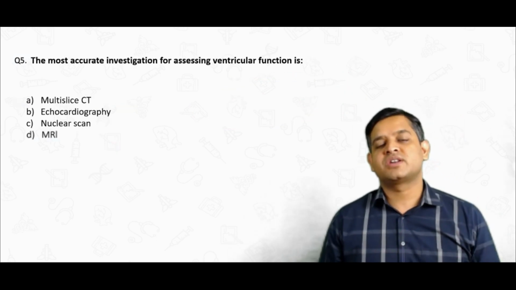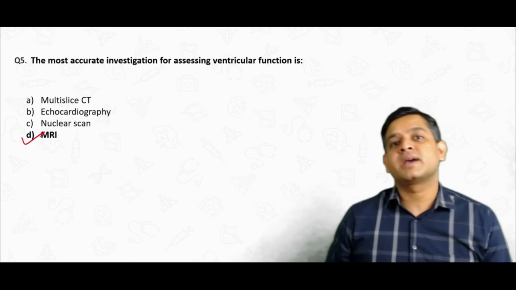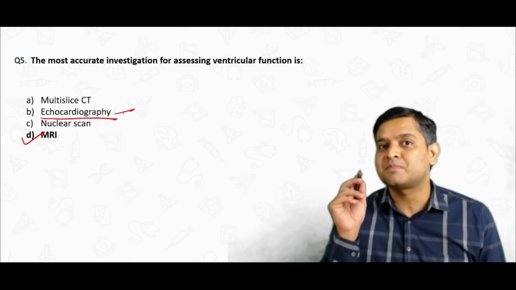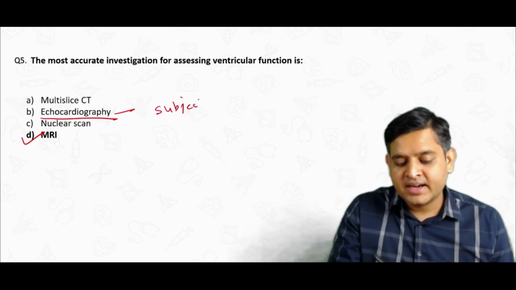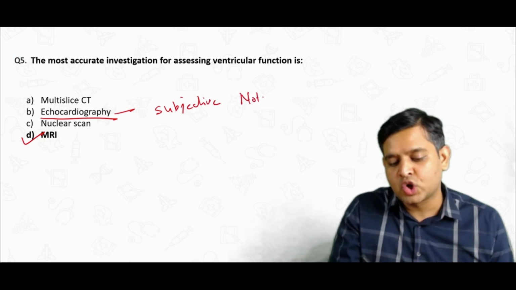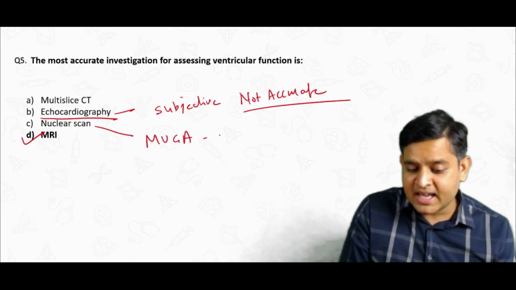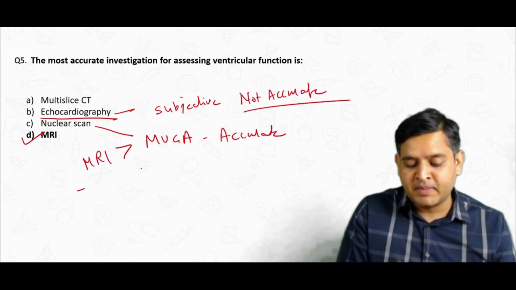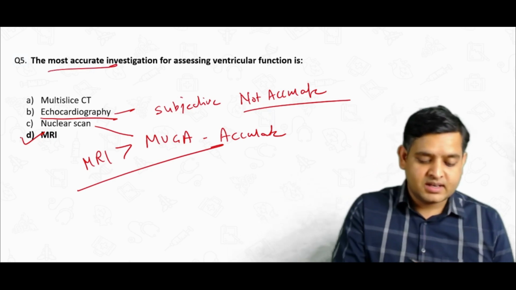Most accurate investigation for assessing ventricular function. Please remember, the answer is MRI. If you thought the answer is echocardiography, please remember, echocardiography is the most practical technique, but it's eyeballing. It's a subjective test and it is not accurate at all. Nuclear scan, which is a MUGA scan, is accurate, but the accuracy of MRI is better than the MUGA scan. So please, the most accurate test is MRI.